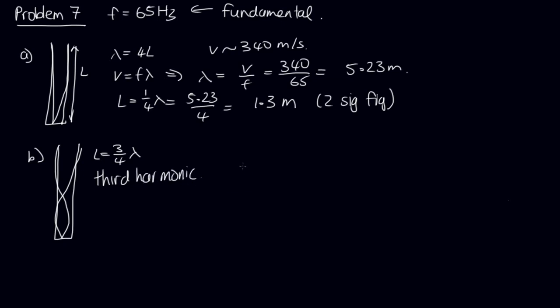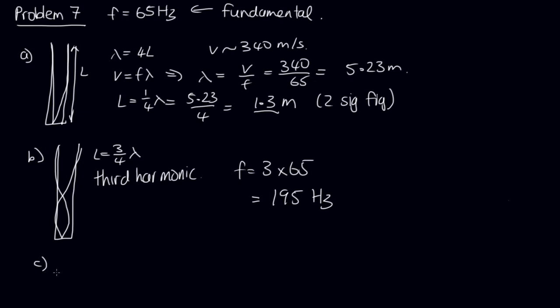And we know that the frequency of the third harmonic is 3 times the frequency of the fundamental. So the frequency is going to be 3 times 65, and we can solve that and end up with 195 hertz. If you didn't remember this relationship, then what you could do is work out the wavelength, because we know the length of the pipe here. So using L equals 3/4 of a wavelength, you can work out the wavelength and then use v equals f lambda and solve that to get the frequency, and you'll end up with the same result, 195 hertz.